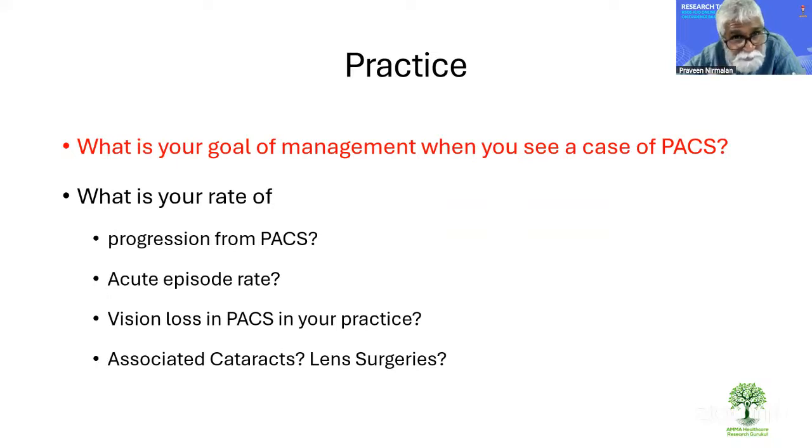And also check out what's your rate of progression from PACS, your acute episode rate in the patients that you are seeing, vision loss in PACS in your practice, associated cataracts, then surgeries in PACS patients in your practice. Now, as you do that, you get an idea. Do I need to intervene? The thought of wanting to intervene depends on your goal of management.